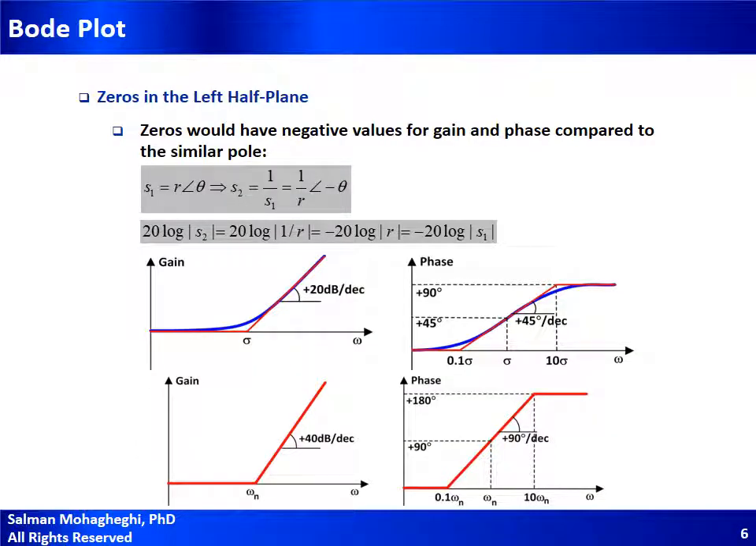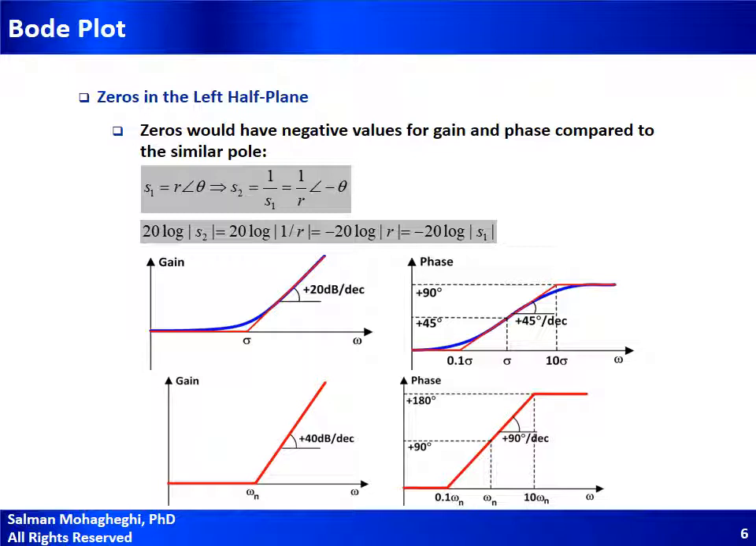Now, so far we've been only reviewing things that we have talked about before. Let's talk about a few new things. One thing we didn't discuss was how a 0 would affect the gain and phase of a transfer function. First, we're going to focus on zeros that are in the left half plane, so the left side of the j omega axis. In order to do that, we're going to borrow what we know about the behavior of a pole.